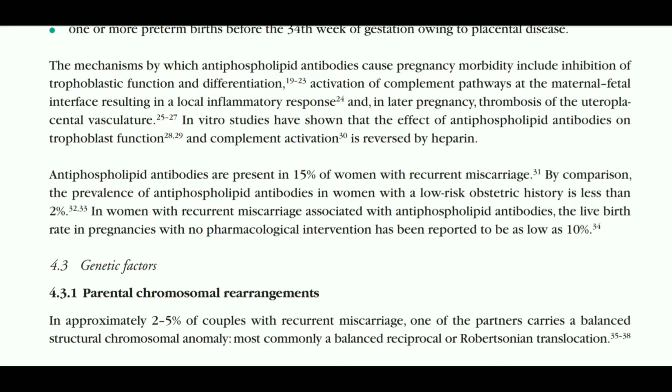In vitro studies have shown that the effect of antiphospholipid antibodies on trophoblastic function and complement activation is reversed by heparin. Now, what is the incidence of antiphospholipid antibodies in patients with recurrent miscarriages? Antiphospholipid antibodies are present in 15% of women with recurrent miscarriages. By comparison, the prevalence in women with a low risk pregnancy is less than 2%. Okay, in women with recurrent miscarriages associated with antiphospholipid antibodies, the live birth rate with no pharmacological intervention has been reported to be as low as 10%.